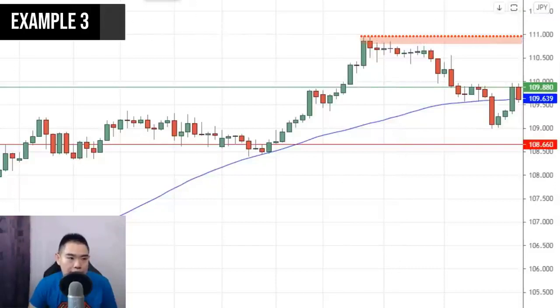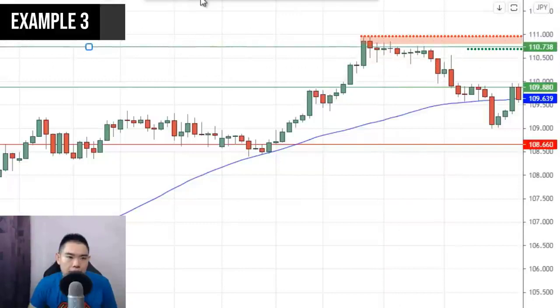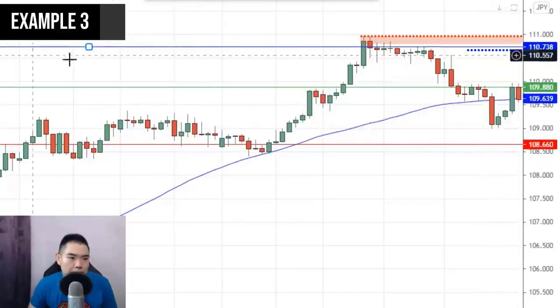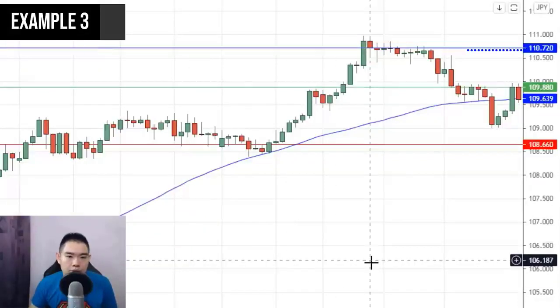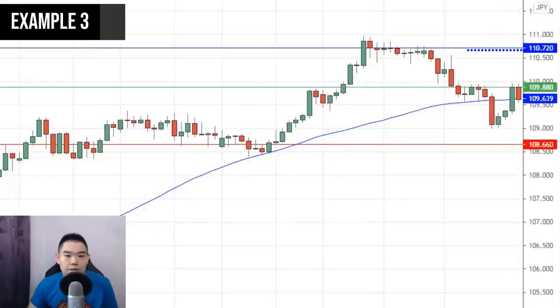So let's say we set it somewhere about here. This I would say is reasonable. And let's change this to blue color. Okay, so let's say our target is at, let's put it at a number that is easy to understand, 107.72, okay? Now if you look at this right now, where is your entry price, which is this green line over here. Where is your stop loss? This red line over here. Where's your target, which is this blue line over here.